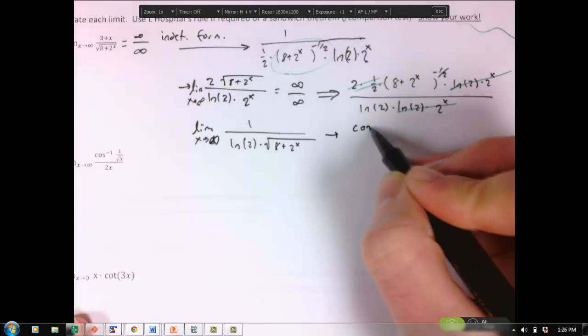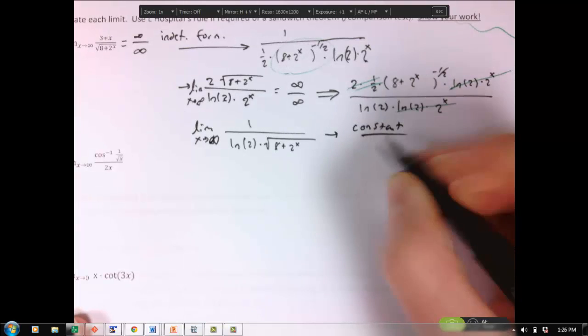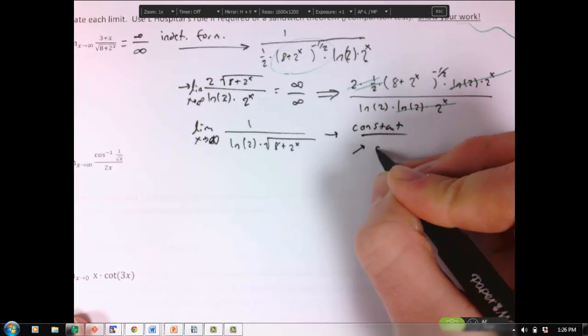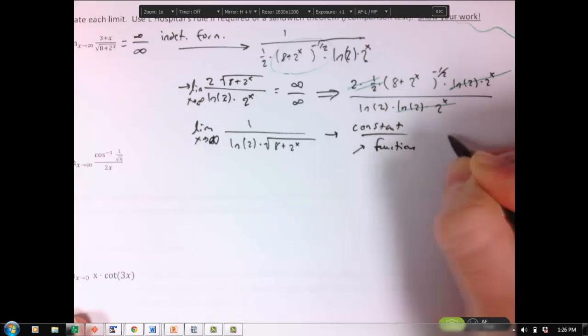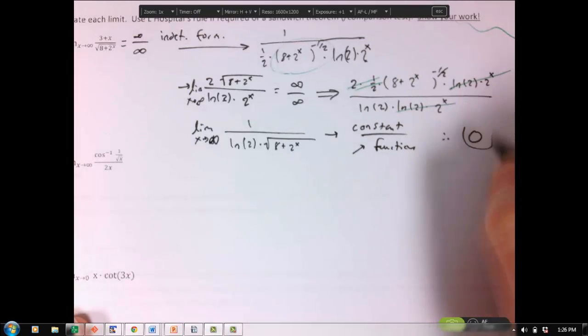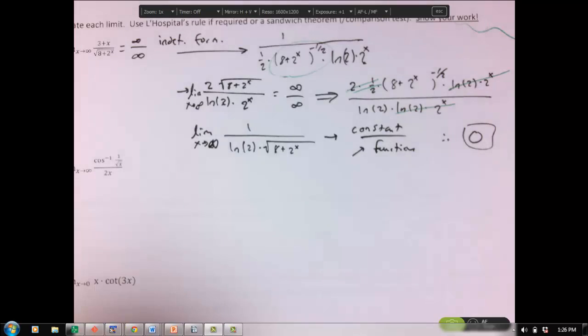So let's observe that this is a constant divided by an increasing function. Therefore, the limit approaches 0. So really not so hard, you just kind of had to keep going. That said, let me show you 2 completely different ways you could have done it.